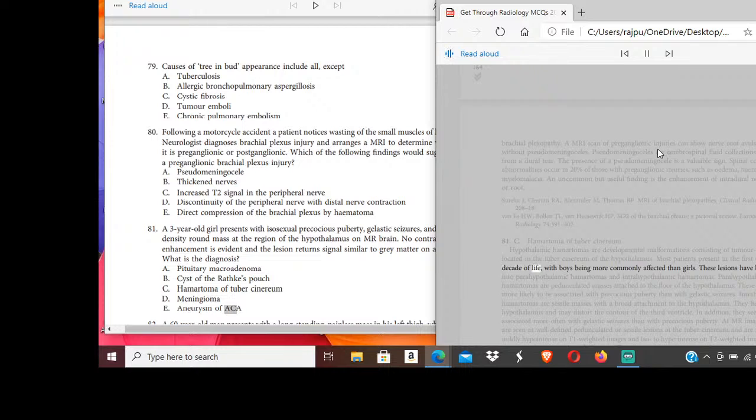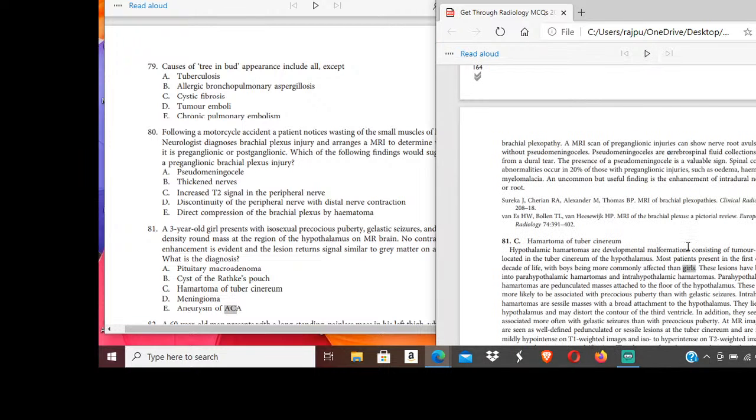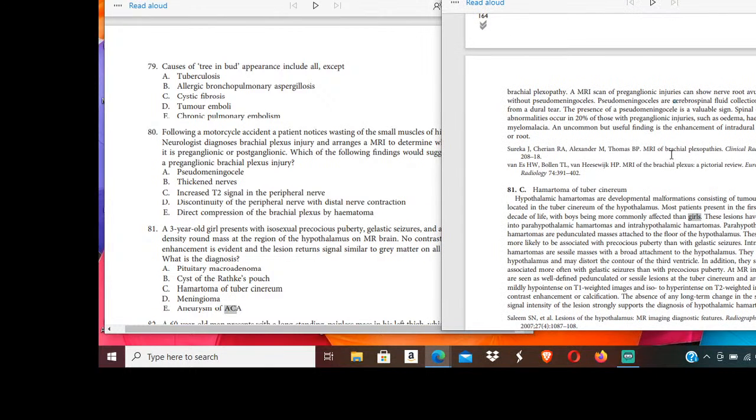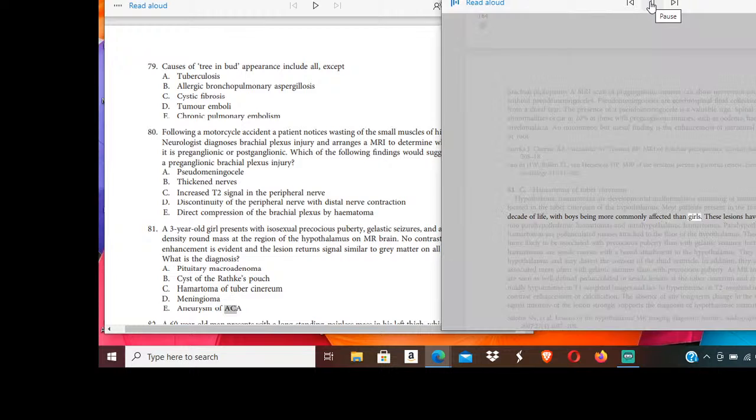Most patients present in the first or second decade of life, with boys being more commonly affected than girls. These lesions have been divided into parahypothalamic hamartomas and intrahypothalamic hamartomas. Parahypothalamic hamartomas are pedunculated masses attached to the floor of the hypothalamus. These lesions seem more likely to be associated with precocious puberty than with gelastic seizures.